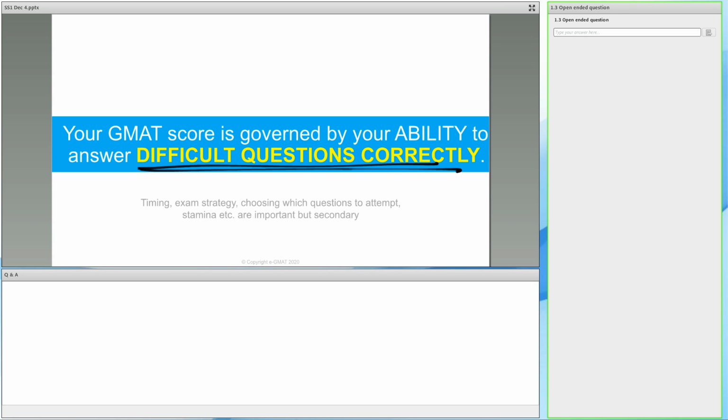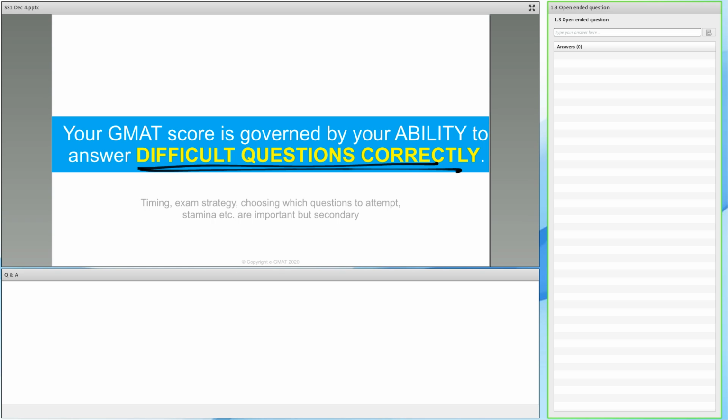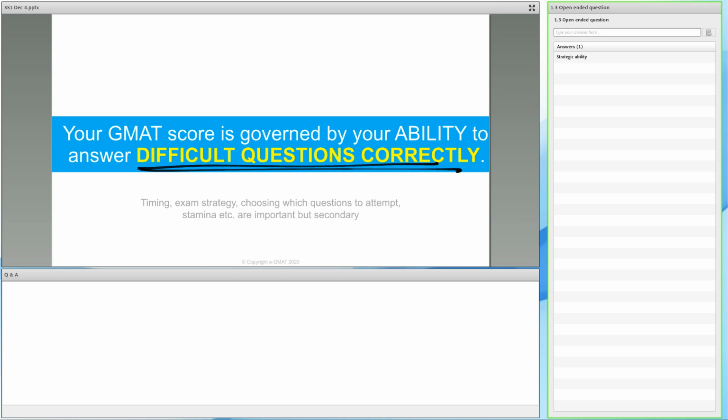Now, why is that important? The reason why that is important is because let's say you've been studying sentence correction for 6 days. One of the biggest temptations you get is that, hey, I've been studying sentence correction for 6 days, let me now move over and study critical reasoning or number properties. Does that happen? You have that temptation to do something different.